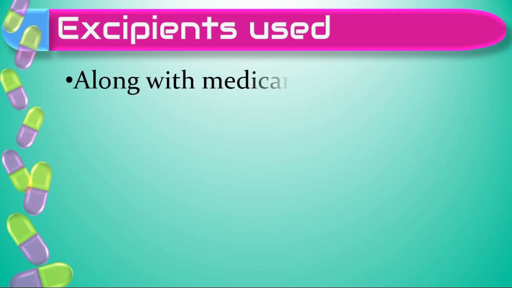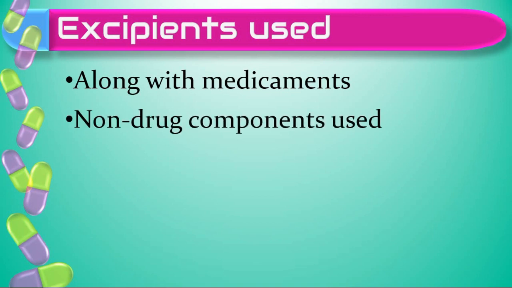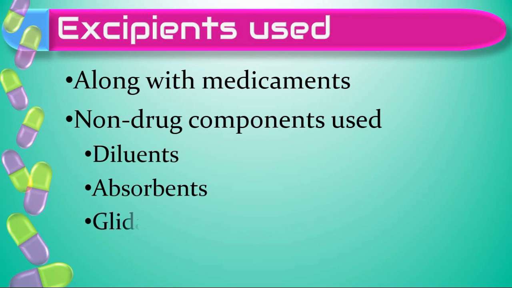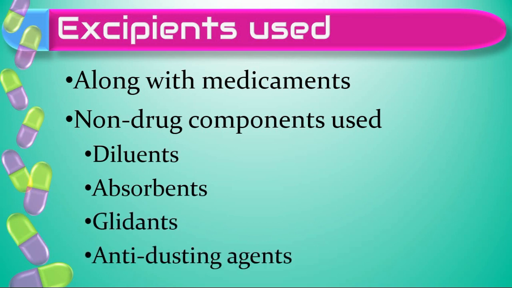Now we have to discuss excipients which are used in the preparation of capsules. Many times along with the medicament which is to be filled in the hard gelatin capsule, some non-drug components or substances are mixed with the drug. These non-drug components are called excipients or additives. The following additives are used in the formulation of hard gelatin capsules. First is diluent, second is absorbent, third is glidants and fourth is anti-dusting agents.